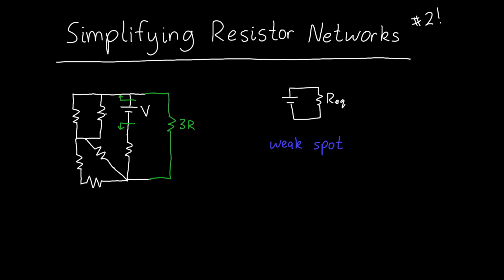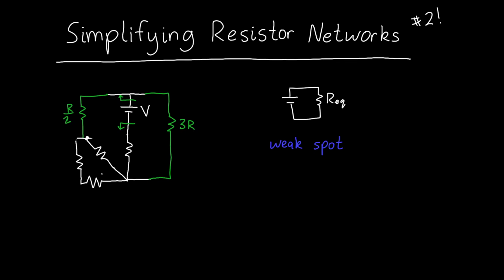It also looks like these 2 resistors here are in parallel with each other because they're connected at this end on the top and they're connected at this end on the bottom. So I'm going to simplify those. Because they're both value R, their equivalent resistance is going to be R over 2 because they're in parallel. So I'm going to replace these with a single resistor of value R over 2.